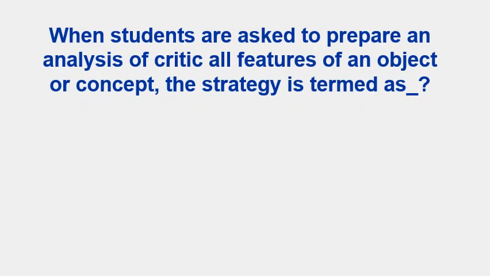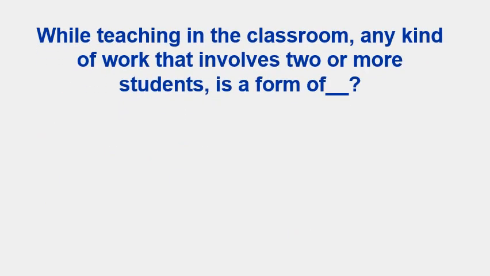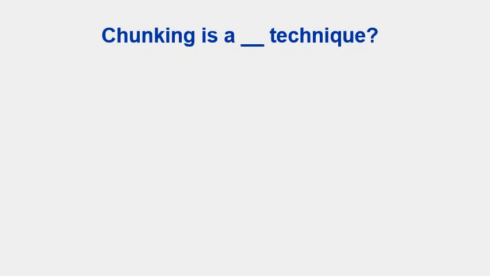When students are asked to prepare an analysis of critical features of an object or concept, the strategy is termed as. While teaching in the classroom, any kind of work that involves two or more students is a form of. Chunking is a dash technique.